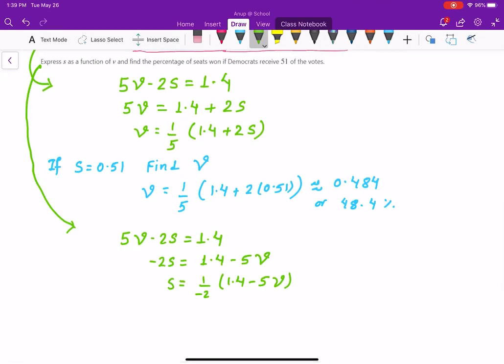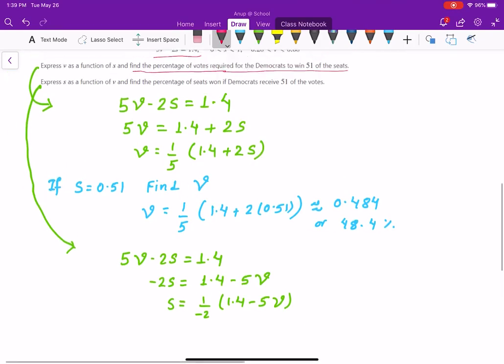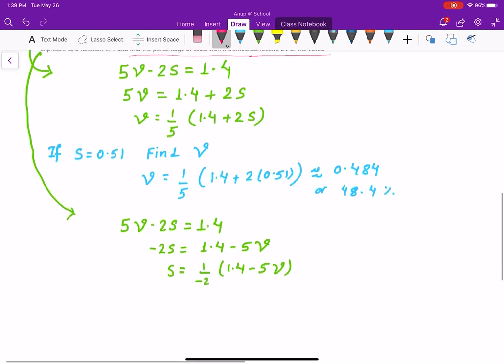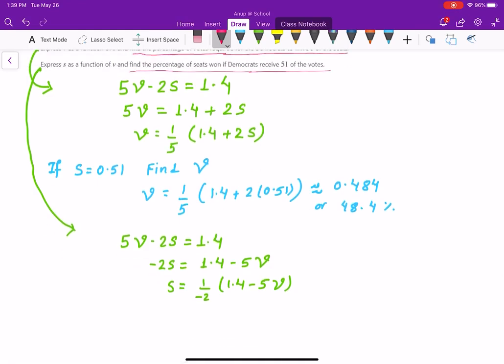We also have something to figure out here. It asks us to find the percentage of seats won. That means find S if Democrats receive 51% of the votes. So V equals 0.51, which is the vote converted into a decimal, and our goal is to find S.